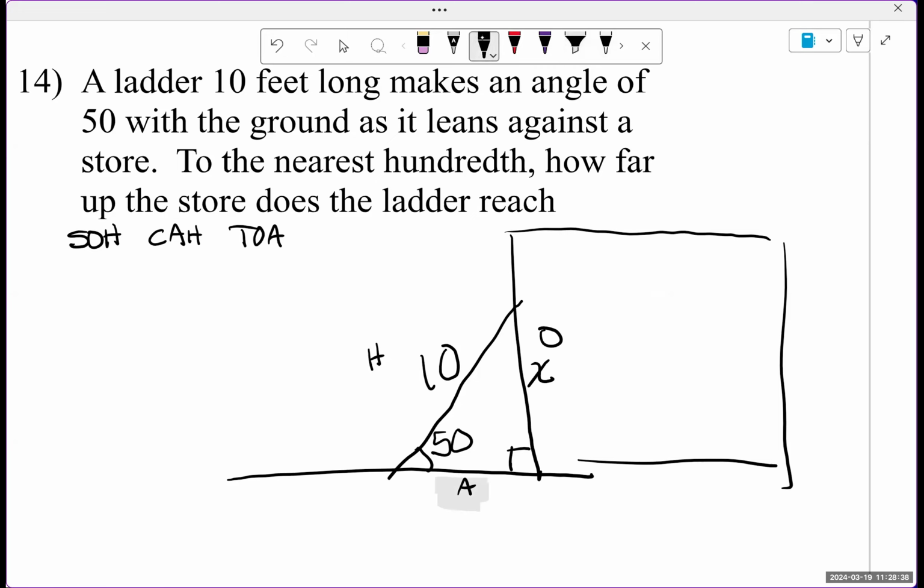So what trig function do we use? What do you think, Zoomers? Opposite and hypotenuse uses sine. So sine of 50 degrees is opposite over hypotenuse.